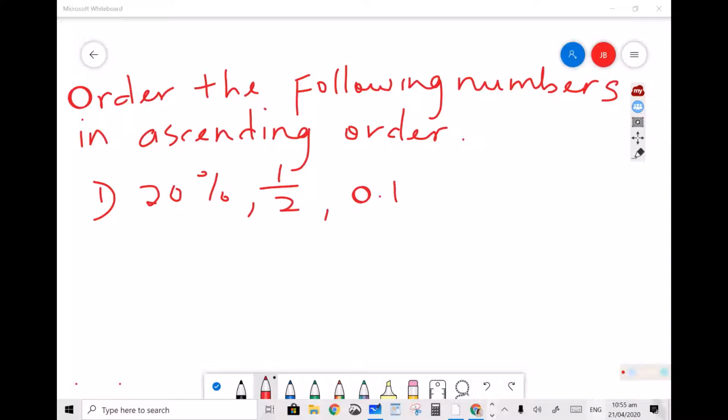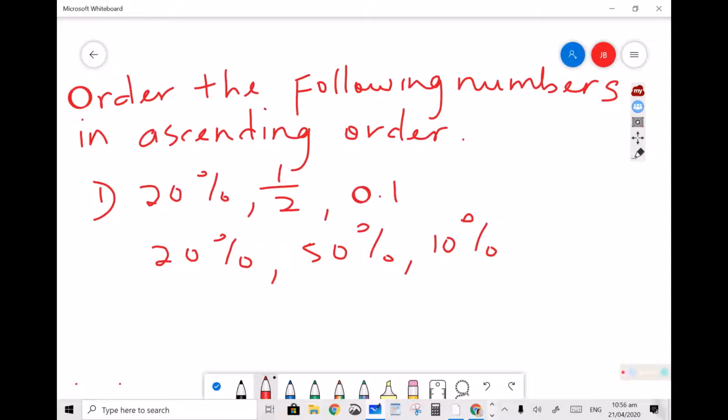First, for students who would prefer to do percentages, we know that the first one obviously is already 20%. A half would be 50%. And the last one, 0.1, would be 10%. So from that, we can order our numbers in ascending order. Okay, so our answer would obviously be 10% first, 20%, and then 50%, which would mean that it would be 0.1, it will be 20%, and then a half.